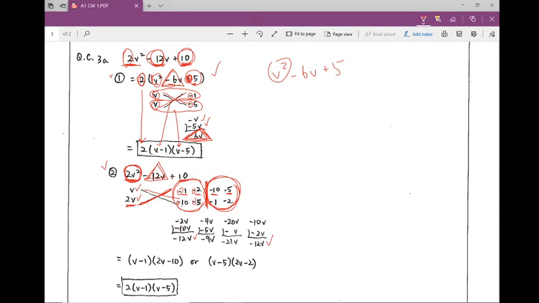And you might be wondering, Mr. An, why are there two answers? Well, let me explain. In the first case, we have 2v and v. V is multiplied to negative 10 to get this.